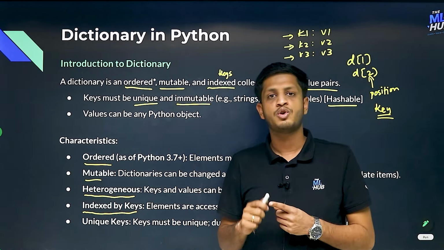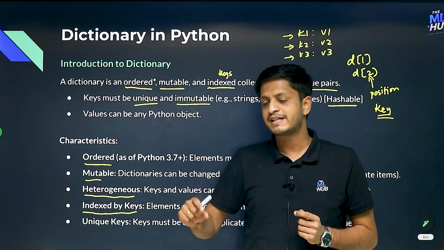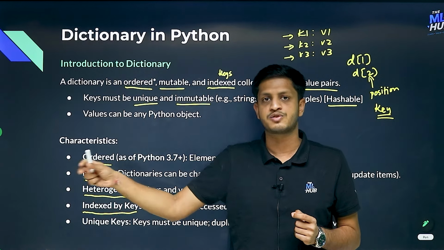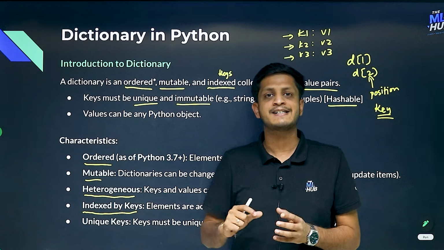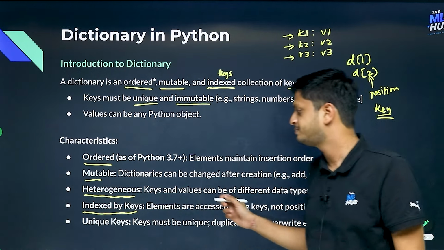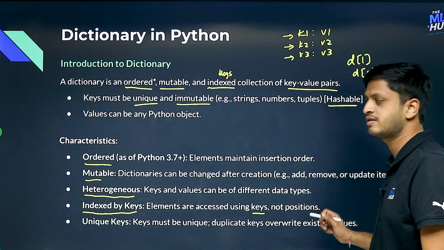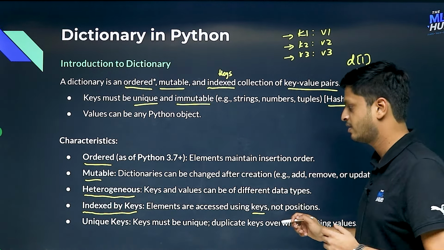So in a dictionary, you do not index by the position. In list, in tuple, in string, we index a particular element by its position. This is at 0th position, first position and so on. That is the index. But in a dictionary, the index is the value of key. Okay. So elements are accessed using keys, not positions. You do not use positions for indexing, you use keys.